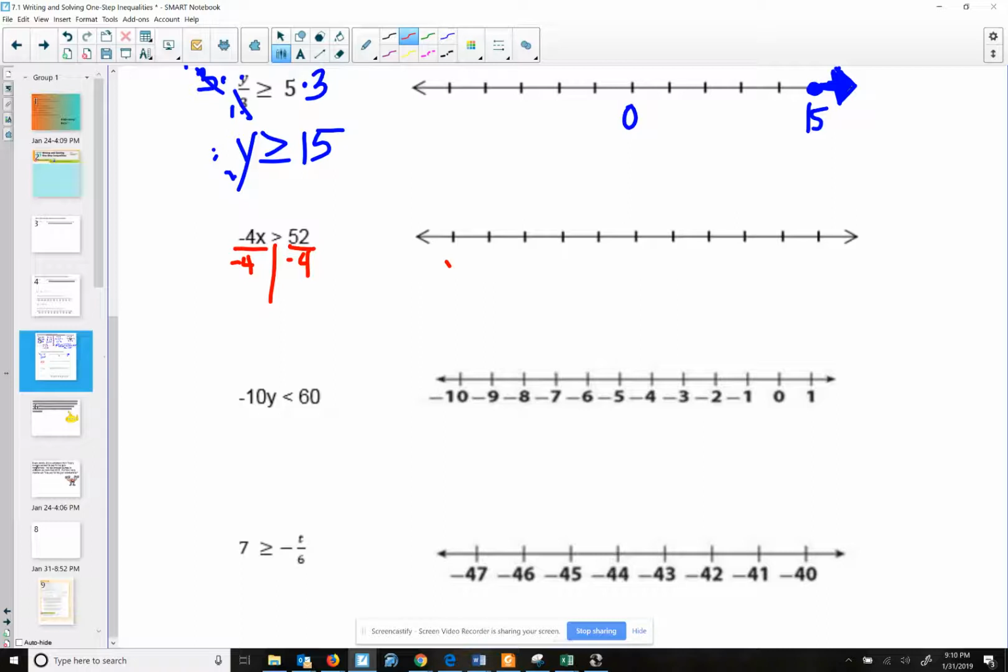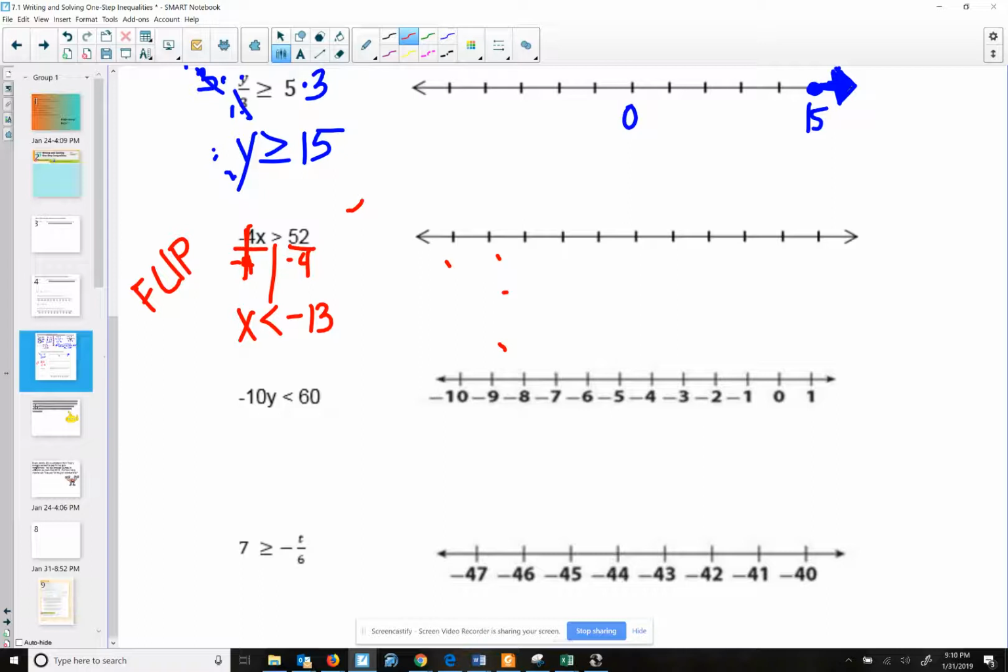Hold your horses. If we have to divide or multiply both sides by a negative, we must flip this one. Okay, so it's no longer going to be greater than. I have to flip greater than to be less than. -4 divided by -4 is +1. And I get a 1x, or just x. Sweet. On the right-hand side, 52 divided by -4 is -13. All right, I flipped it. I've got it all simplified and everything.